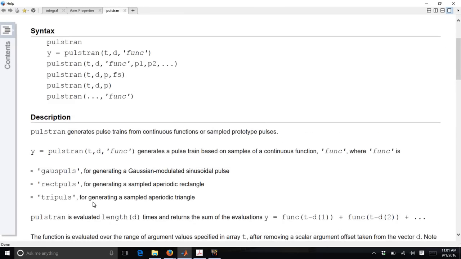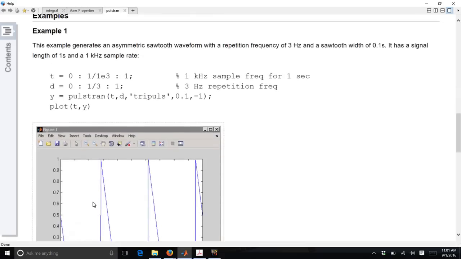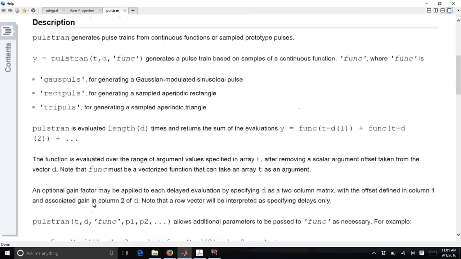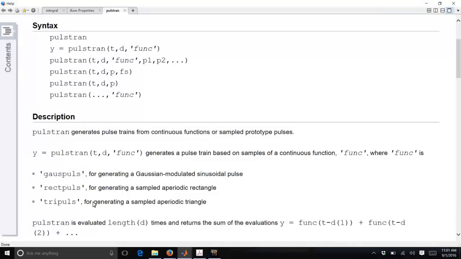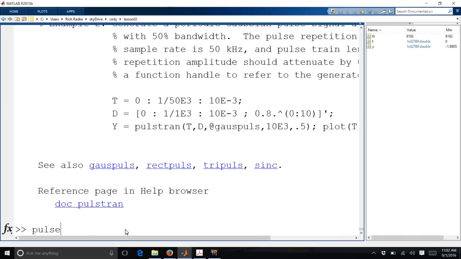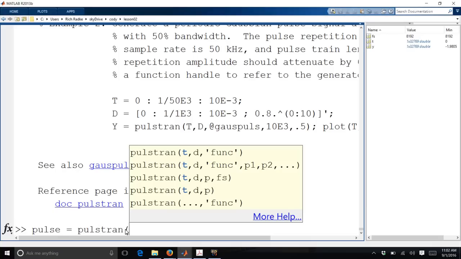I can supply a time vector, and here I can actually generate pulses that are triangles. What I want is a pulse that's a square. I supply the places where the pulse occurs, and I specify the function that I want. So I'm going to use pulsetran with my time vector between 0 and 4, the same time vector. And where do I want the rings to occur? Let's suppose I want the rings to occur every half a second, or every second, spread out a little bit.